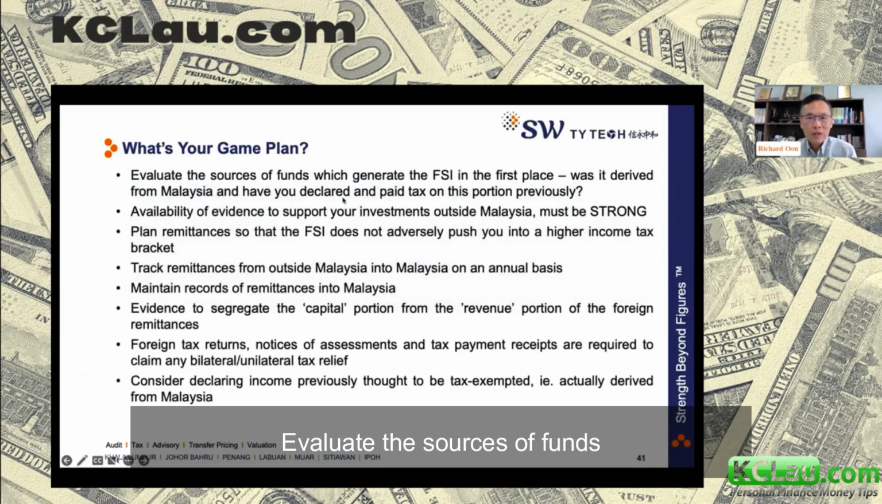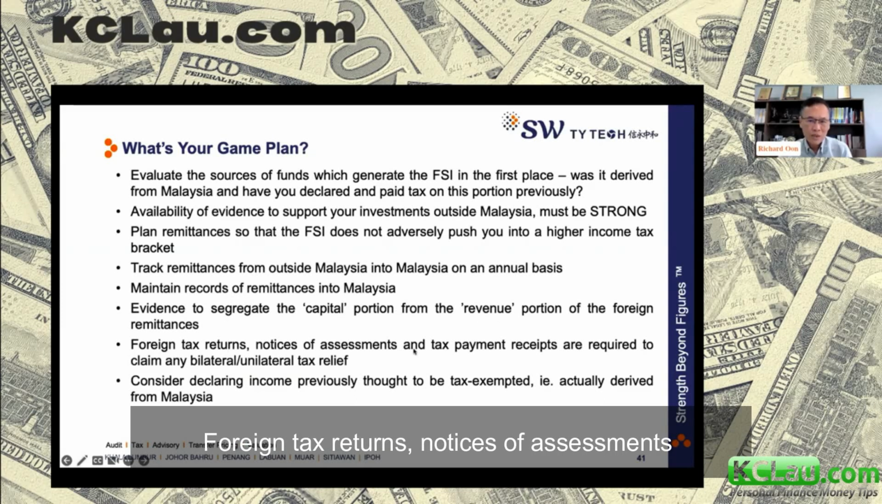This, again, I need to emphasize, evidence, record keeping, accounting entries. So what's your game plan? Evaluate the sources of funds to generate the FSI in the first place. The availability of evidence to support your investments outside Malaysia must be strong. And then plan remittances so that the FSI does not adversely push you into a higher tax bracket. Track remittances from outside Malaysia to Malaysia on an annual basis. Maintain records, of course. Evidence to support capital portion and revenue portion is important.